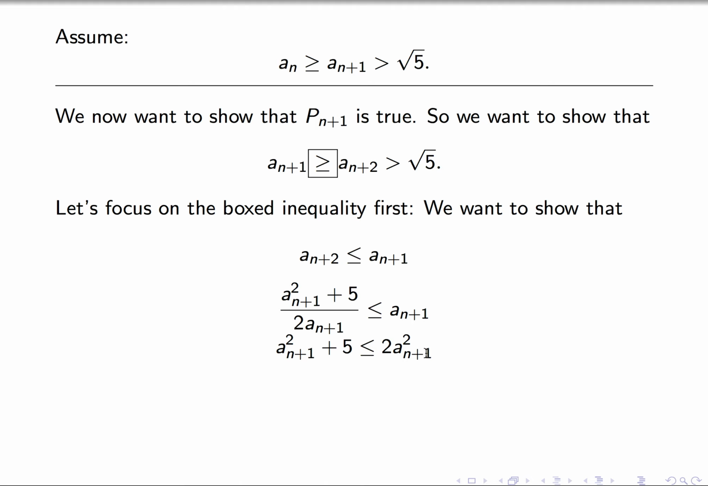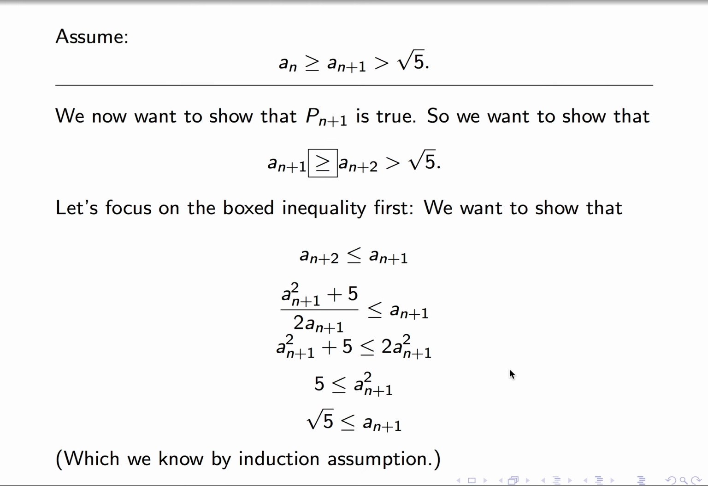I can cross multiply. Everything's positive, right? Because we're assuming that everything's greater than the square root of 5. I can subtract, and what I get is that I really want to show that aₙ₊₁ is greater than the square root of 5, and I know that. That's something I know by the induction hypothesis. And I hope it's clear that all of these steps are reversible.